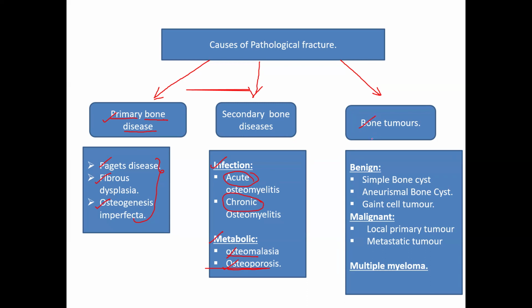Then finally come bone tumors. Bone tumors are a more common cause of pathological fractures. Among the bone tumors, we may have benign lesions like simple bone cyst, aneurysmal bone cyst, and giant cell tumor, and malignant ones like primary tumors, Ewing's sarcoma, osteosarcoma or chondrosarcoma. The metastatic tumors are the more important ones, as they more commonly cause lytic lesions inside the bone resulting in pathological fracture. One more cause to mention here is multiple myeloma. So this is how you classify the causes of pathological fracture. If you remember this table, it will be easy for you to recall in your exams.